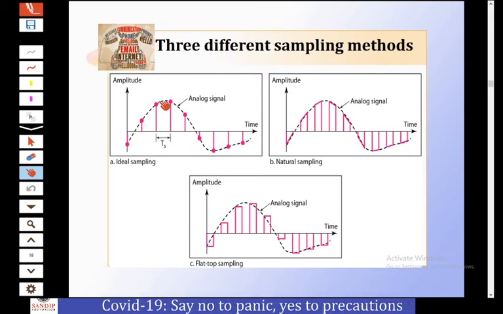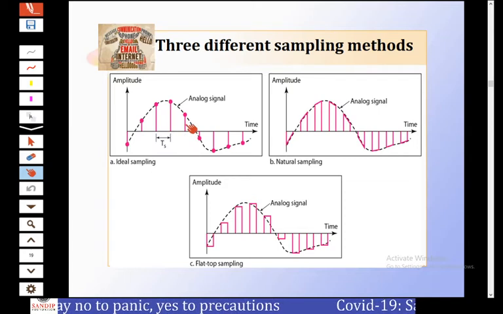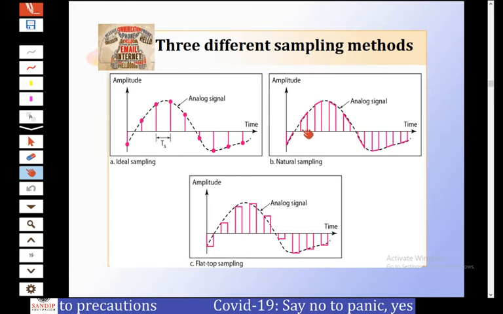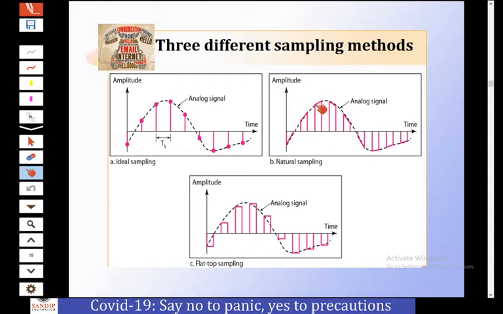Whatever the amplitude of the input signal, that is followed by the samples or impulse signal, this is known as ideal sampling. The second one is known as practical sampling. In this, the first one is natural sampling, meaning whatever the amplitude of your input signal, that is followed by the sampling process. This curve shape is known as natural sampling.